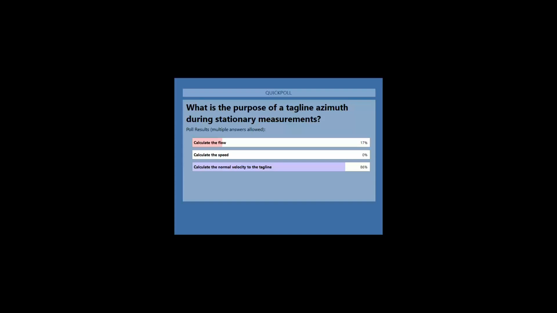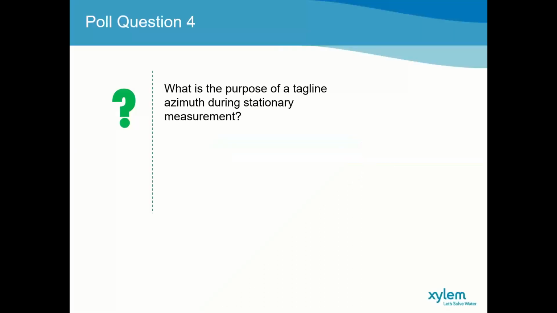The correct answer is to project or calculate the normalized velocity towards the tagline azimuth. A tagline azimuth is an imaginary line across a channel perpendicular to the main flow direction, and the velocity components are normalized towards the tagline for the final flow calculation. All right, terrific. Thanks for sharing that with us.